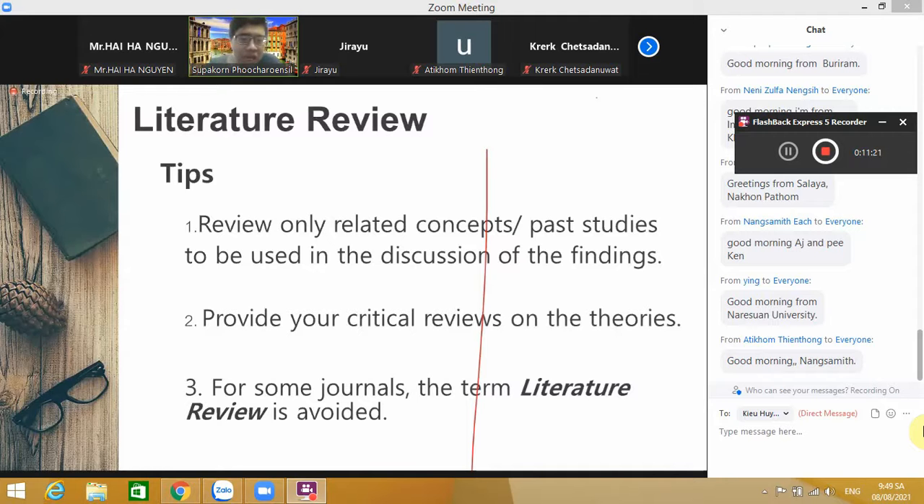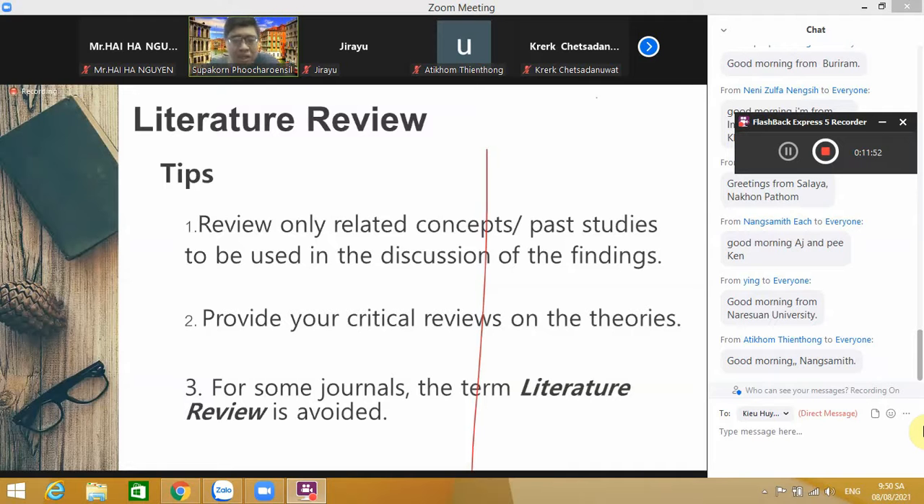Okay, and the term literature review, this is what I have observed for some journals, is sometimes avoided. So you can see that from the introduction. Even the term introduction is sometimes replaced by rationale or background of the study, and as I said, it must be written in a very short way, and then the literature review is introduced. But sometimes, the term literature review is avoided.